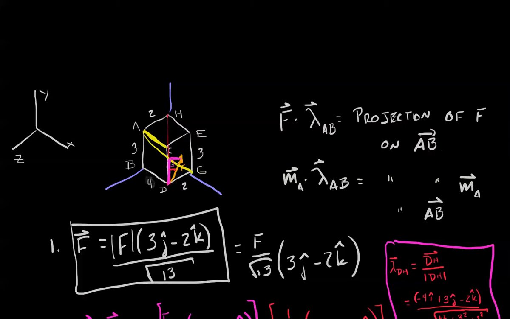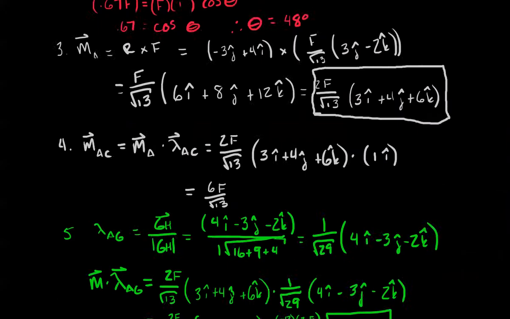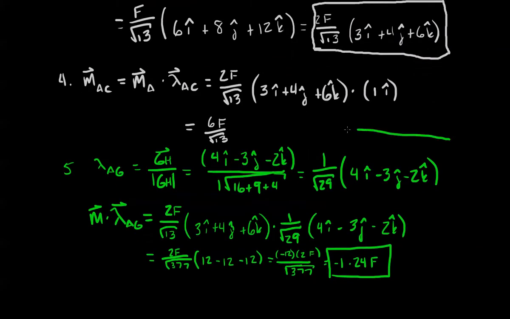So if we wanted to write this out, we take this quantity multiplied by the unit vector from A to G. And we found out what that was right here. There's the unit vector from A to G. This is the magnitude of the moment.